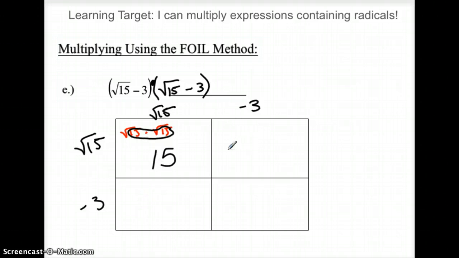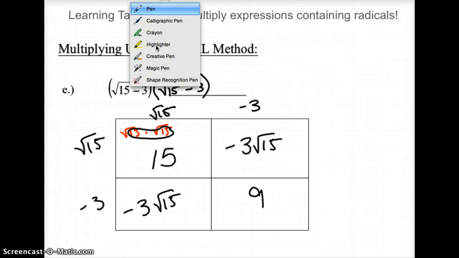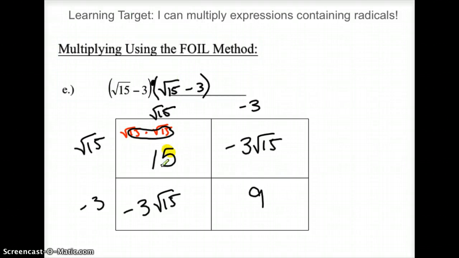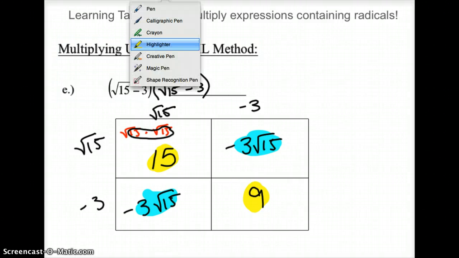And then let me just go through and fill in the rest of the table. -3 is out, square root of 15, 15's in. -3 is out, 15's in. -3 times a -3 is a positive 9. Add my like terms. So let me get my highlighter. The 15 and the 9, and then the radical 15, radical 15. So add my like terms together.